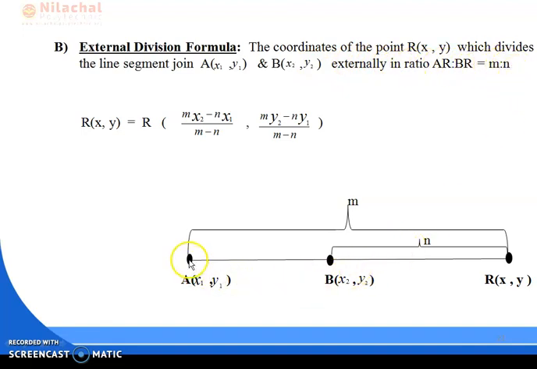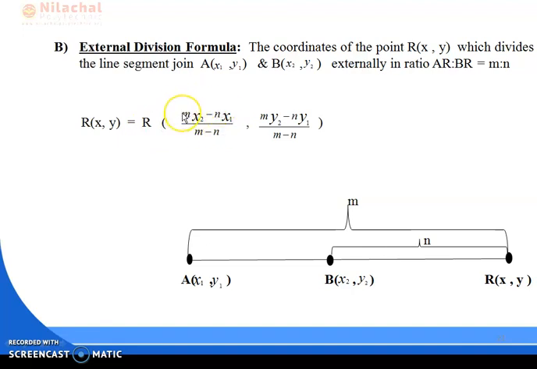Let's see, here A point, here B point, and R is the external point from the AB line. Let it be XY, we don't know what the coordinates of R are, and what is given here is AR is to BR equals M is to N. That means AR is to BR equals M is to N. So, let's see what the R coordinates are.